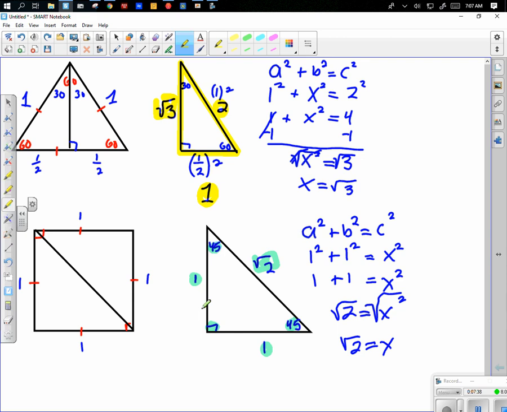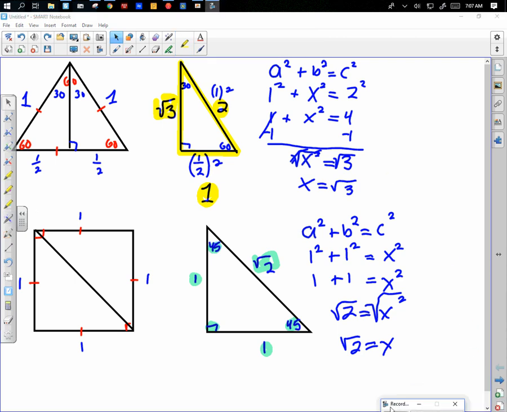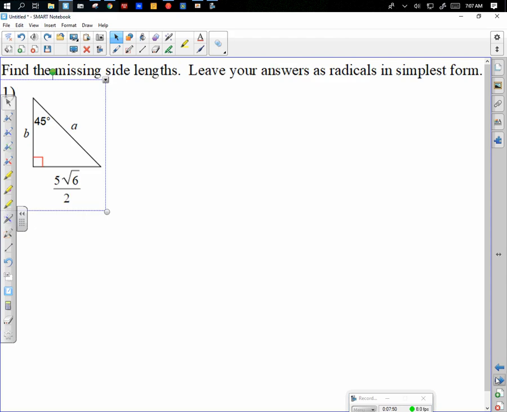Okay, so I have an example for you. Hopefully with this example you'll be able to do the homework. So example number one, the only example, is the following. Find the missing side lengths. Leave your answer in simplest radical form. Okay, so I need to find a and b. They gave me a 45, 45, 90 triangle.